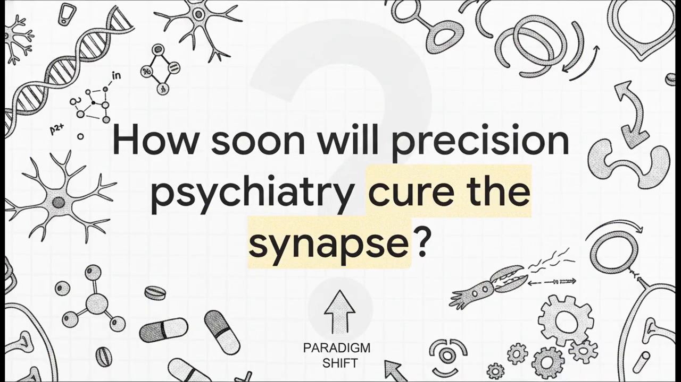Which leaves us with a massive question to ponder. If a patient's psychiatric disorder has up to a 90% heritable diathesis rooted in highly specific limbic circuitry and receptor affinities, how soon will the next generation of precision psychiatry move beyond the symptom-based observational checklists of the DSM-5? When will we actually be able to directly target and truly cure the complex architecture of the synapse itself?